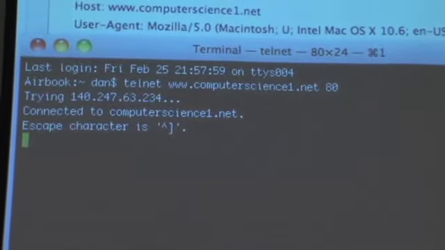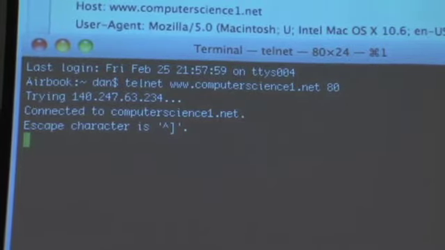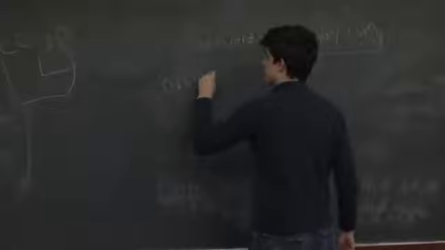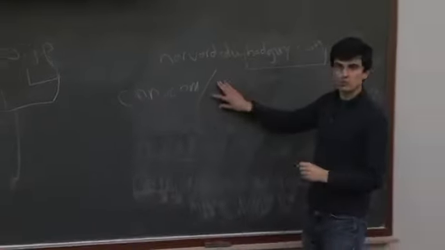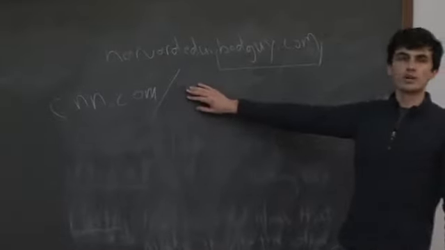that www.computerscience1.net is found at 140.247.63.234. And so now I'm actually connected to port 80. So what I can do is type a request, GET / HTTP/1.1. What GET / means is that if you were to type a domain like cnn.com and not type anything after that, that's what it's referring to. It's just the default thing that we are requesting from them.